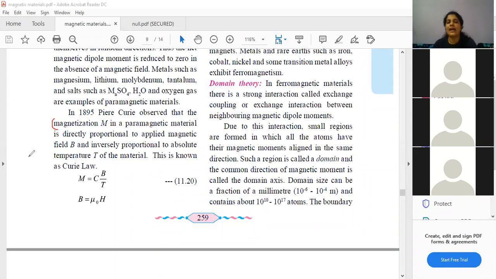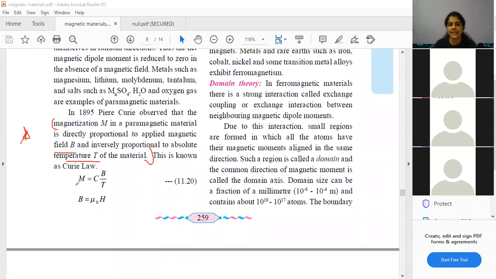Yes or no? So magnetization in a paramagnetic material is directly proportional to the applied magnetic field B, and it is inversely proportional to the absolute temperature T of the material. So please star mark this and keep it. You all have to mention this if you get an answer on paramagnetism. Or what if you just get some 2 marks question that says write about Curie's law, then you should know what it is.